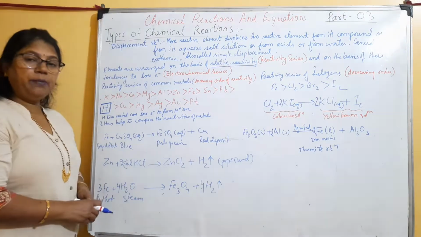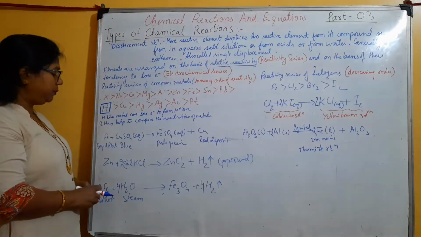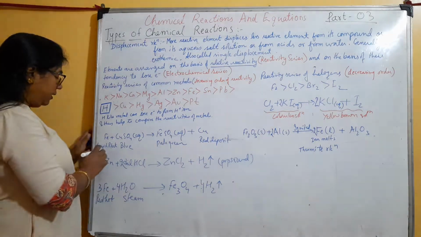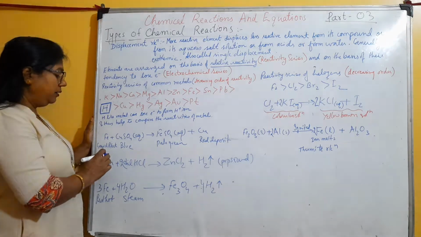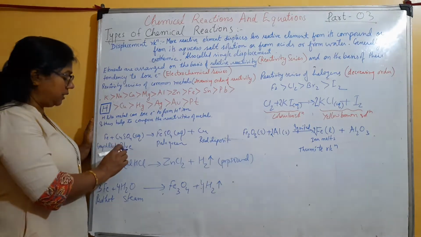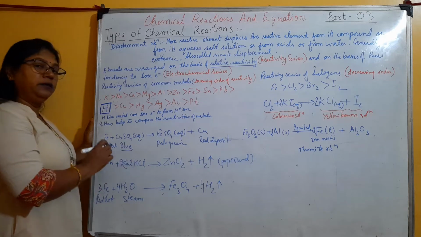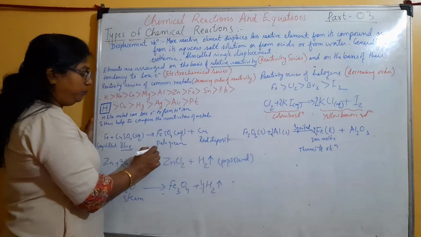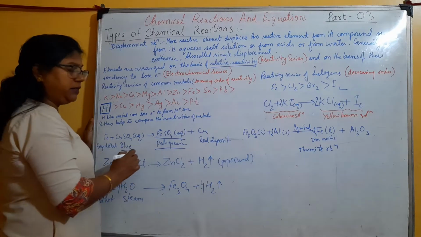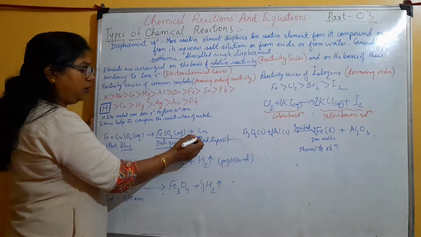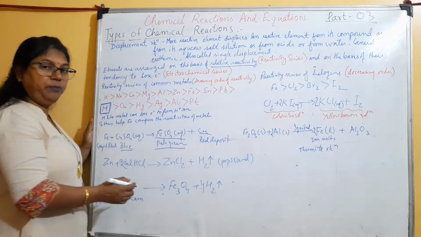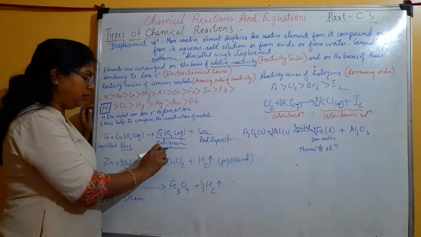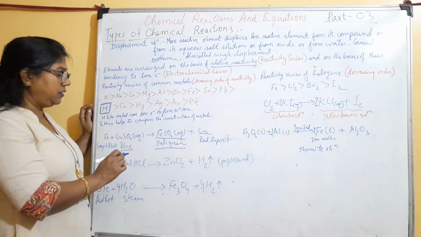Let us take up some examples of displacement reaction. Iron in unrusted form, greyish black in color, when treated with copper sulfate solution, which is blue in color, turns the blue color into the pale green color of ferrous sulfate solution with the deposition of copper at the bottom of the beaker. Now students, the blue color fades to green color because of the formation of ferrous sulfate.